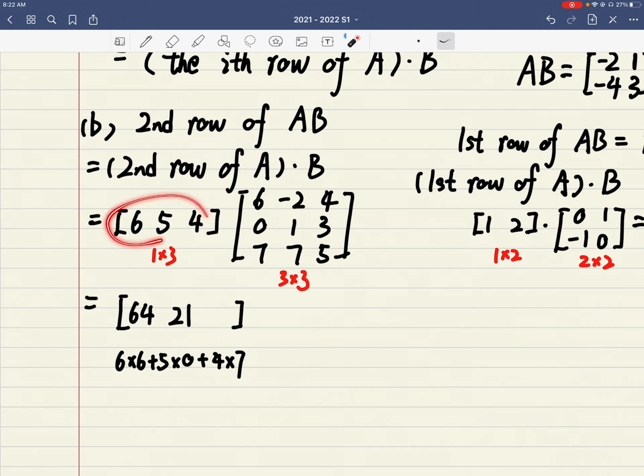Okay, and here it's 654 times 435. Okay, again, just do it. It's 6 times 4 plus 5 times 3 plus 4 times 5. Right. The result is 59.